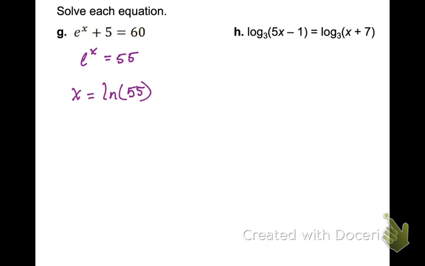Log base 3 of 5x minus 1 equals log base 3 of x plus 7. So 5x minus 1 equals x plus 7. Why? Because they both have the same log. And so what rule is that? One to one. And now I just have a basic algebra problem, right? Minus x plus 1. So 4x equals 8. X equals 2.